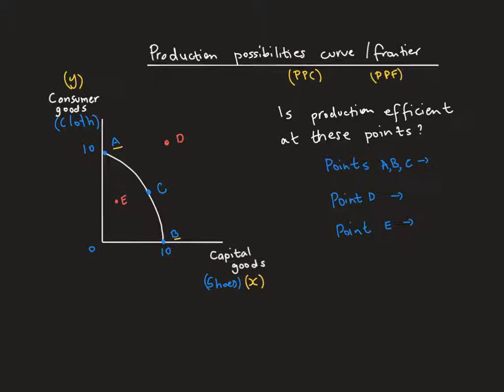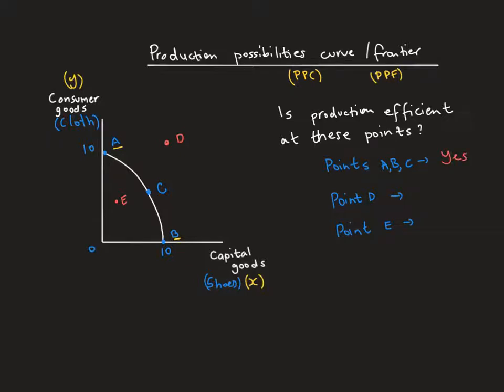And to understand this, anything that's on the PPC curve is efficient. So on the right-hand side, it asks the question, is production efficient at these points? If we look at points A, B, and C, we can say, yes, they are efficient. Anywhere on the line is efficient.